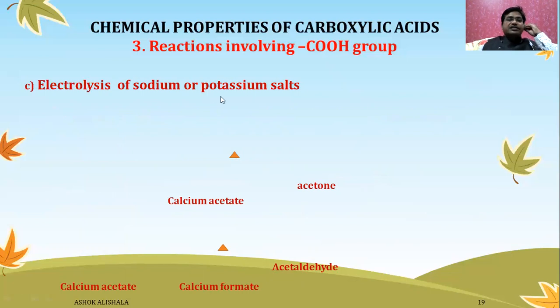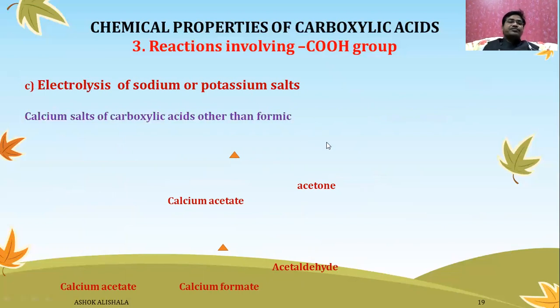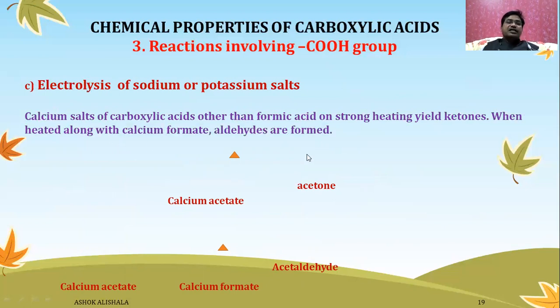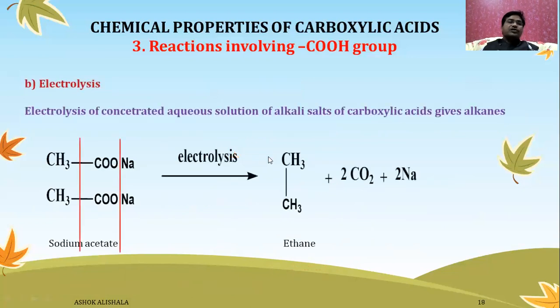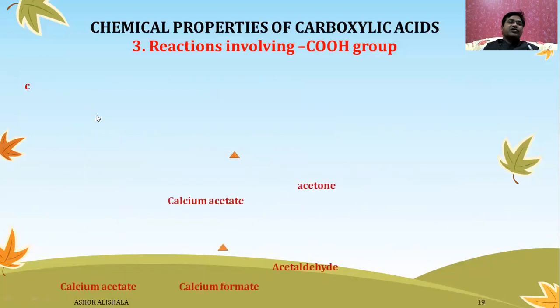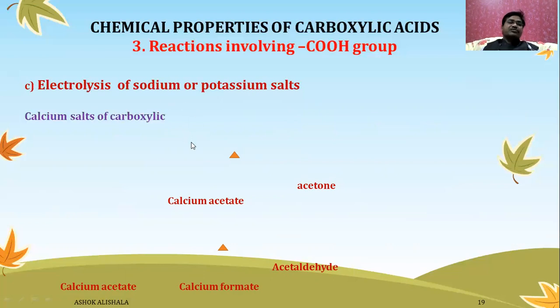Now let us say this is the case. Calcium salts of carboxylic acids other than formic acid on strong heating give ketones, when heated along with calcium formate, that is aldehyde. Actually, here it is calcium salt, electrolysis. Okay, this is going to be the electrolysis, or dry distillation, of the calcium salts of carboxylic acids other than formic acid.